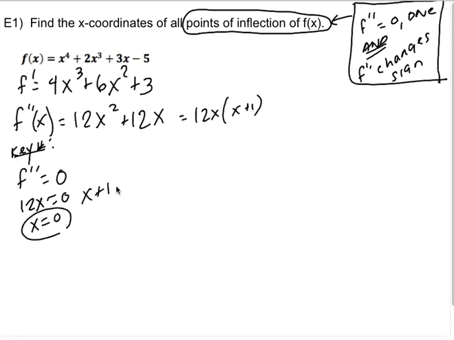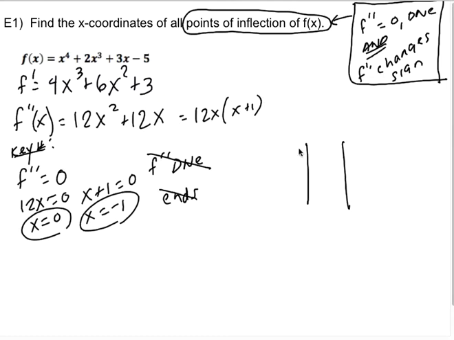Or when x plus 1 is 0, which is going to be at x is negative 1. Or I need when f double prime does not exist, but because this is a polynomial, it's not an issue. And there are no endpoints in this. I'm given just the entire domain of the function. So I'm going to make a sign chart for f double prime. So remember, if you don't have endpoints, you need infinities, right?